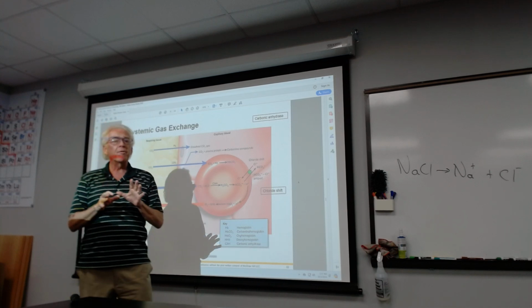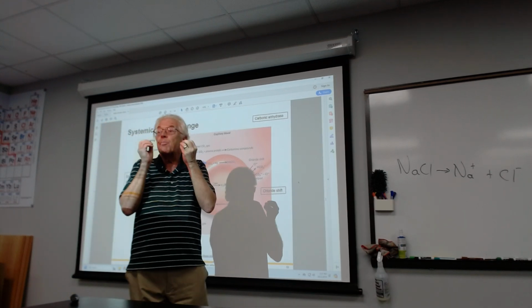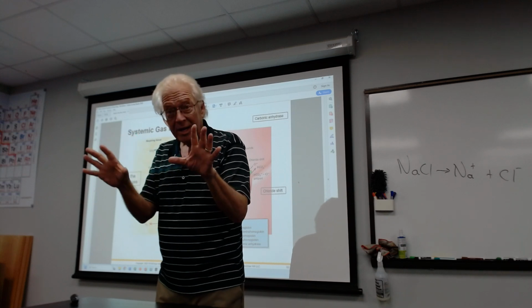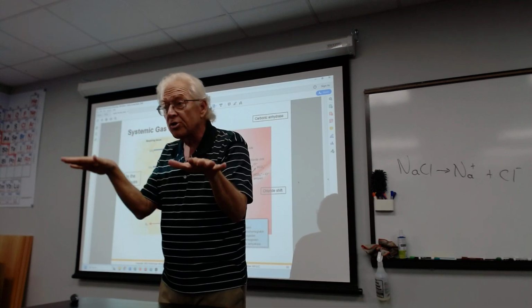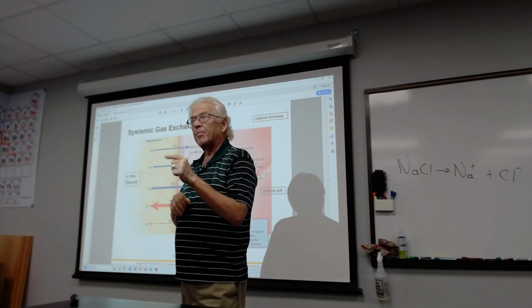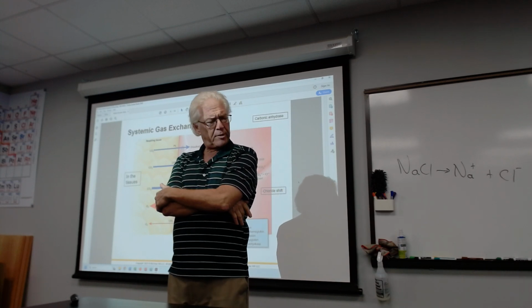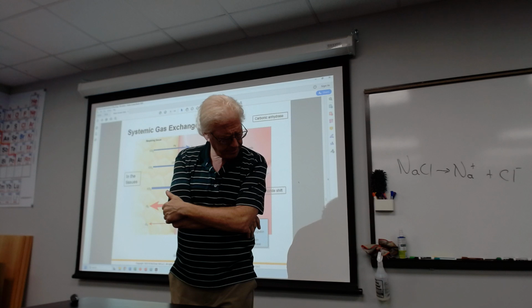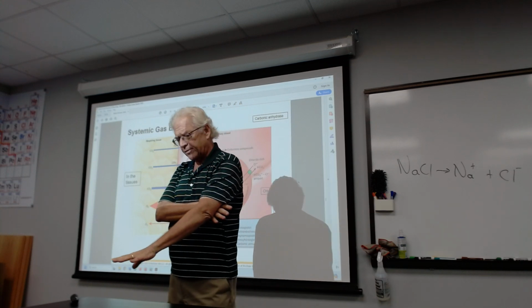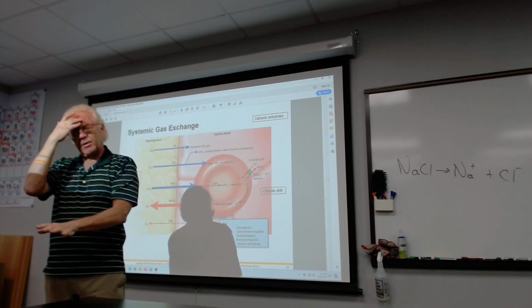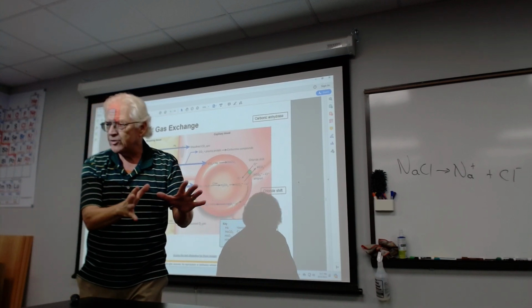Now remember, a buffer is not the perfect solution. A buffer only works quickly and on small changes. That's why I think the book says a buffer system, what do they say? It doesn't control acid base. What it does, it helps with the gradual change of acid and base.